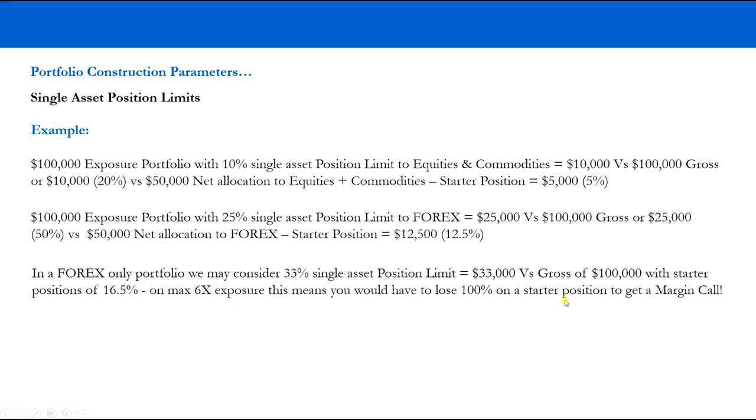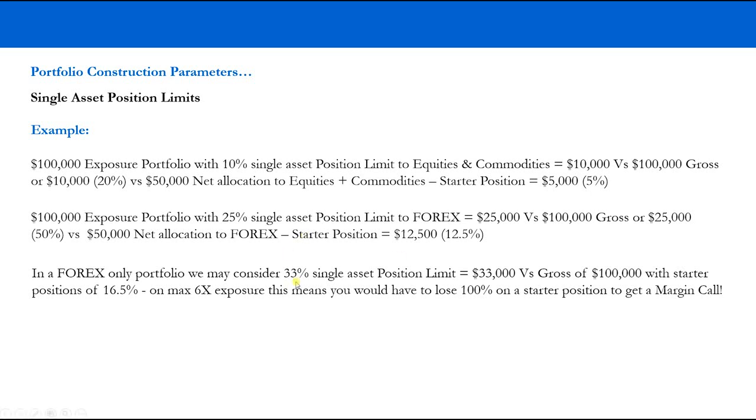So if you remember earlier when we were looking at our exposure rate tables in risk management and looking at the levels to receive a margin call, this would mean that you'd have to lose 100% on a starter position, which is close to impossible. Now, we talked earlier about single asset position limits and how breaking a limit might be possible if you actually have a winning position. Well, that's fine.